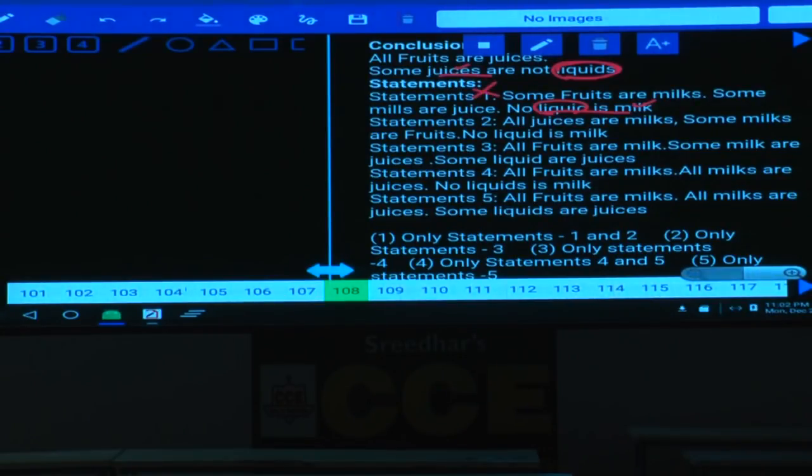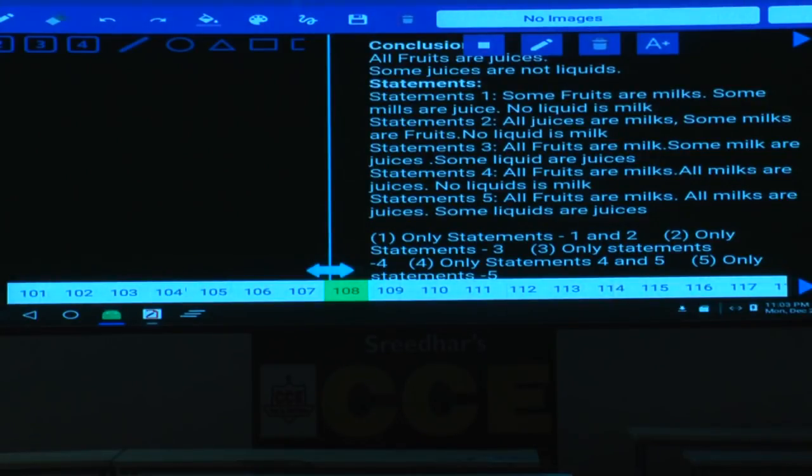Are you following this or not? Now we need to have a middle term, and the middle term should be distributed at least once. Here, no liquid is a milk, liquid and liquid stay as it is. Now milk should go and juice should come. Now the statement between milk and juice should be there. Is there any statement between milk and juice? No statement. And choice 1 cannot be right, sir. Then coming to choice 2.